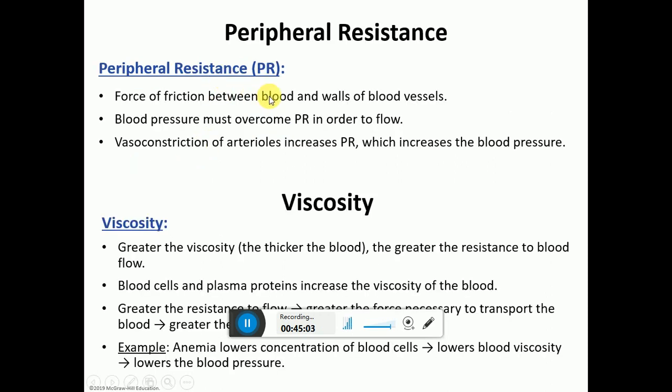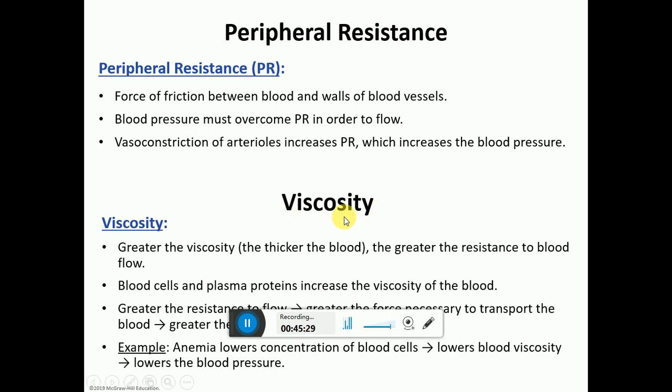The peripheral resistance, which again is that force of friction happening between the wall of the blood vessel and the blood. Okay, any increase in peripheral resistance can lead to an increase in blood pressure. So vasoconstriction increases peripheral resistance, and that is going to in turn increase blood pressure.